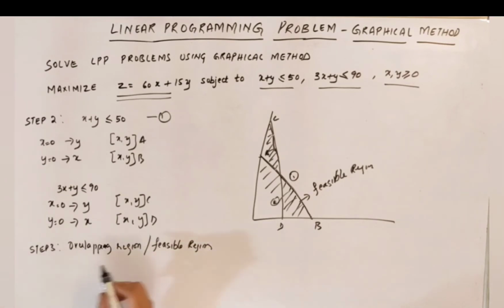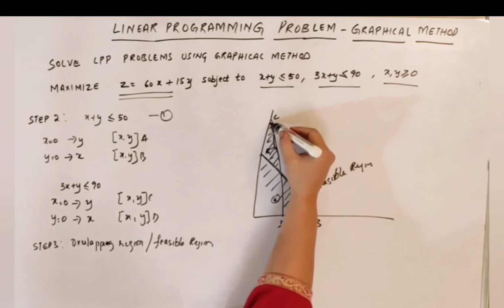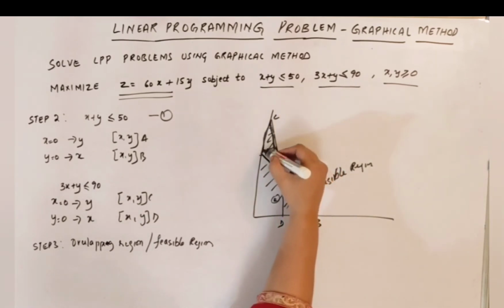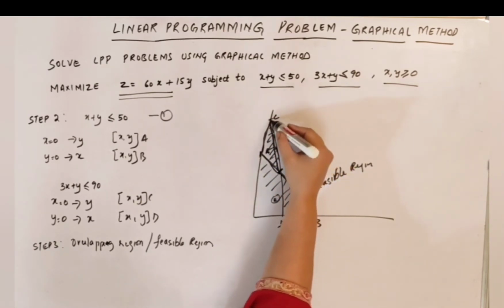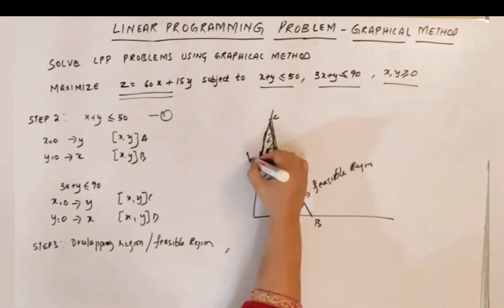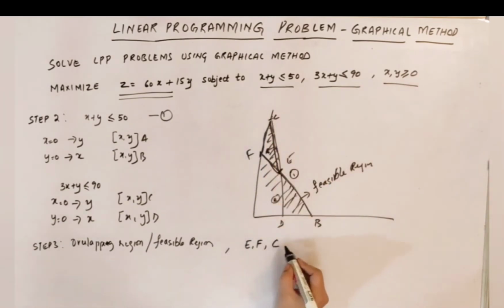Then step 4. Now when you say there is a feasible region, it will have vertices. We'll use an example and demonstrate this. Assume that this is a feasible region. So it will have points. These are the end points or the corner points. So now we'll have to take these points. Say you get another 2 points E and F, for example. You take these 2 points E, F and C, right?